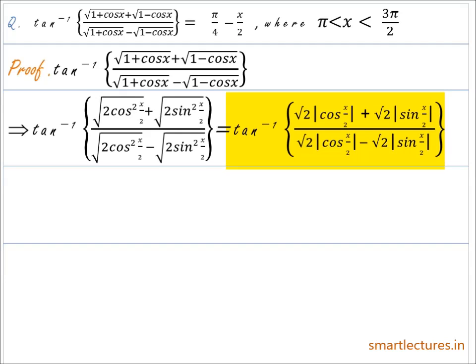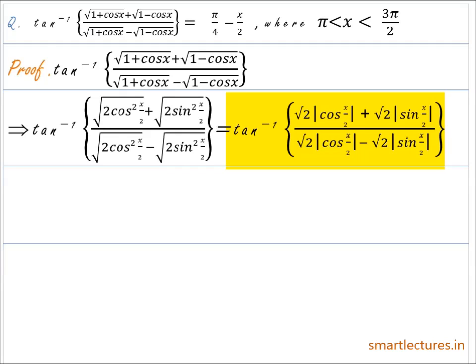So this expression is equal to tan inverse of (square root of 2 into modulus of cos half x plus square root of 2 into modulus of sin half x) divided by (square root of 2 into modulus of cos half x minus square root of 2 into modulus of sin half x).